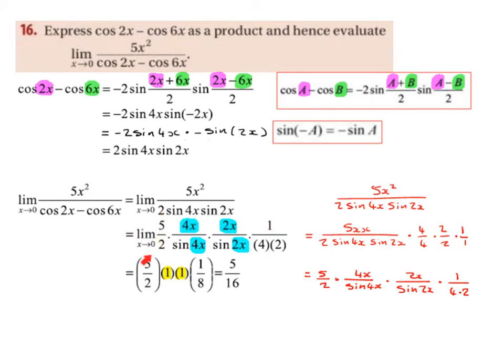So 5 over 2 stays as 5 over 2. 4x over sine 4x becomes 1. That's our special trig limit. So look at the special trig limit video if you're not sure where that comes from. 2x over sine 2x again becomes 1. And then 1 over 4 times 2 is 1 over 8. And multiplying, we get 5 over 16. So the limit of 5x squared over cos 2x minus cos 6x as x approaches 0 is 5 over 16.